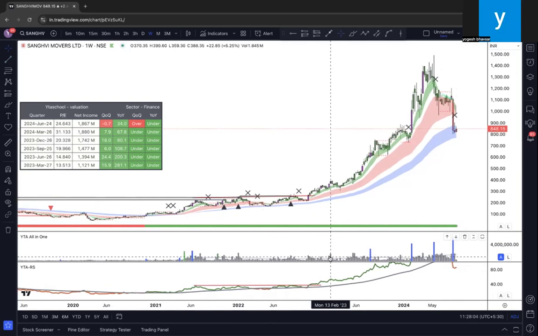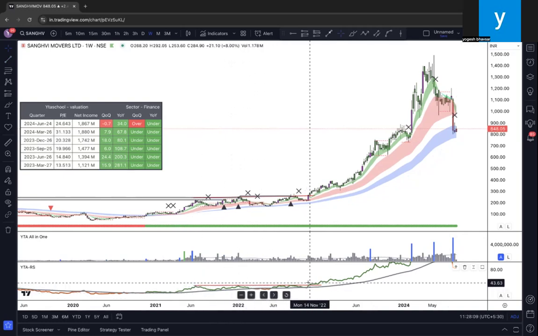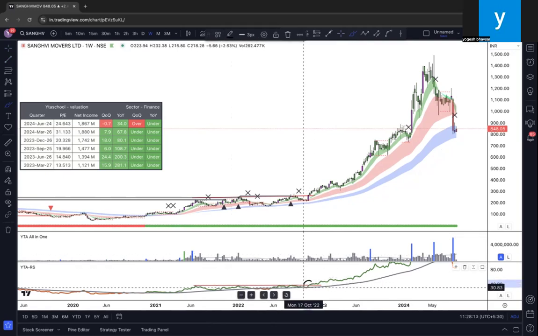But keep it in mind, it is neither blue, neither green. But the trend has shown you there is a possibility that there can be a change. So the trend has given a new high.